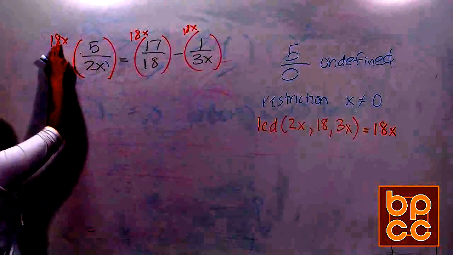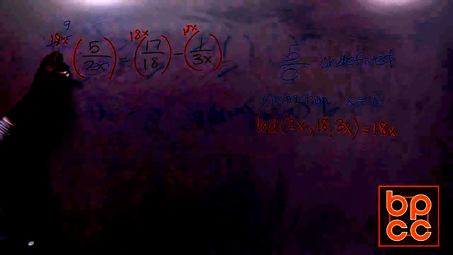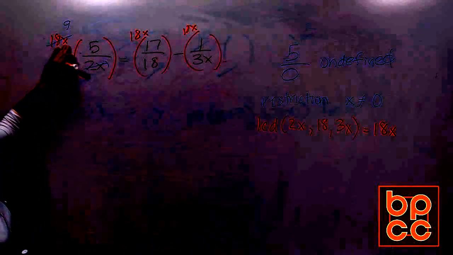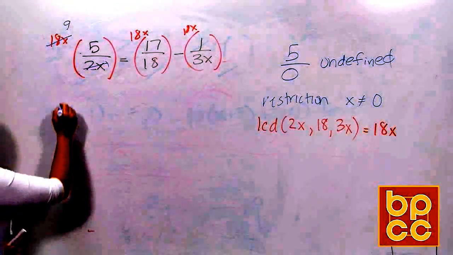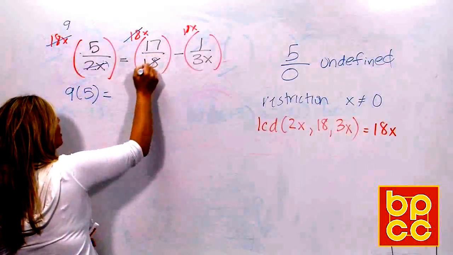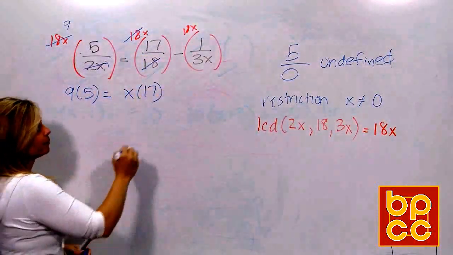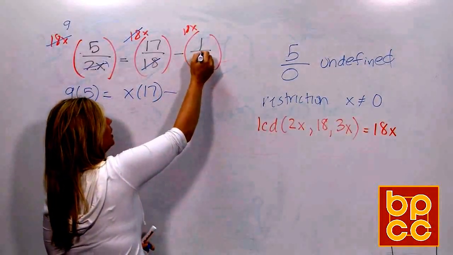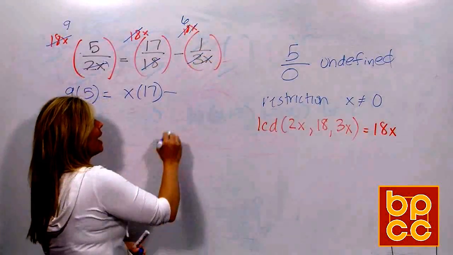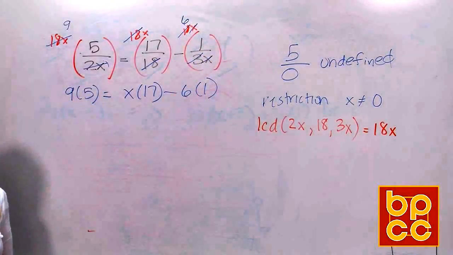Okay, now we're going to do our dividing. 2x divided by 18x is 9. So 2 goes into 18 9 times. If you remember from algebra, x divided by x cancels out. So that's going to leave us 9 times 5. Over here, 18 divided by 18 is going to cancel out. It's going to leave us x times 17. Third term, 3 goes into 18 6 times. X divided by x cancels out. So that leaves us negative 6 times 1.